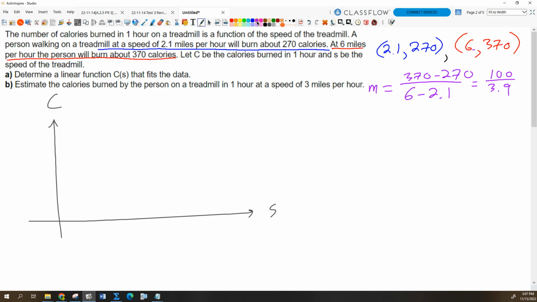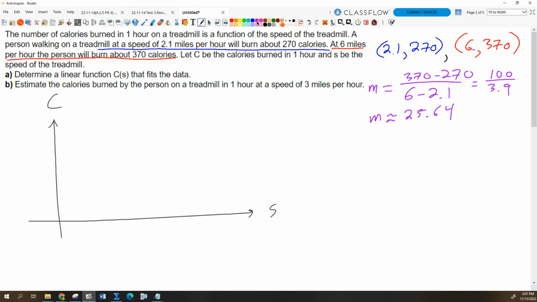What would that be? Somebody quickly throw that on your phone, or what's that going to be? Lillian, what's that going to be if I do 100 divided by 3.9? What did you say? 100 divided by 3.9. It's 25.64. Okay, so there's our slope, right?